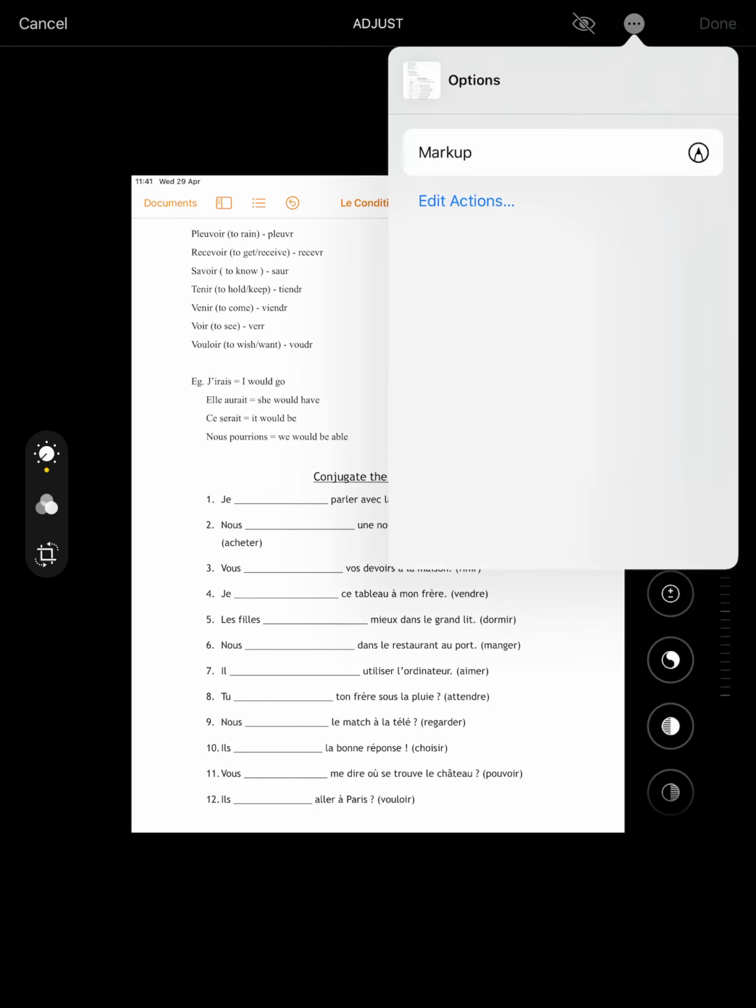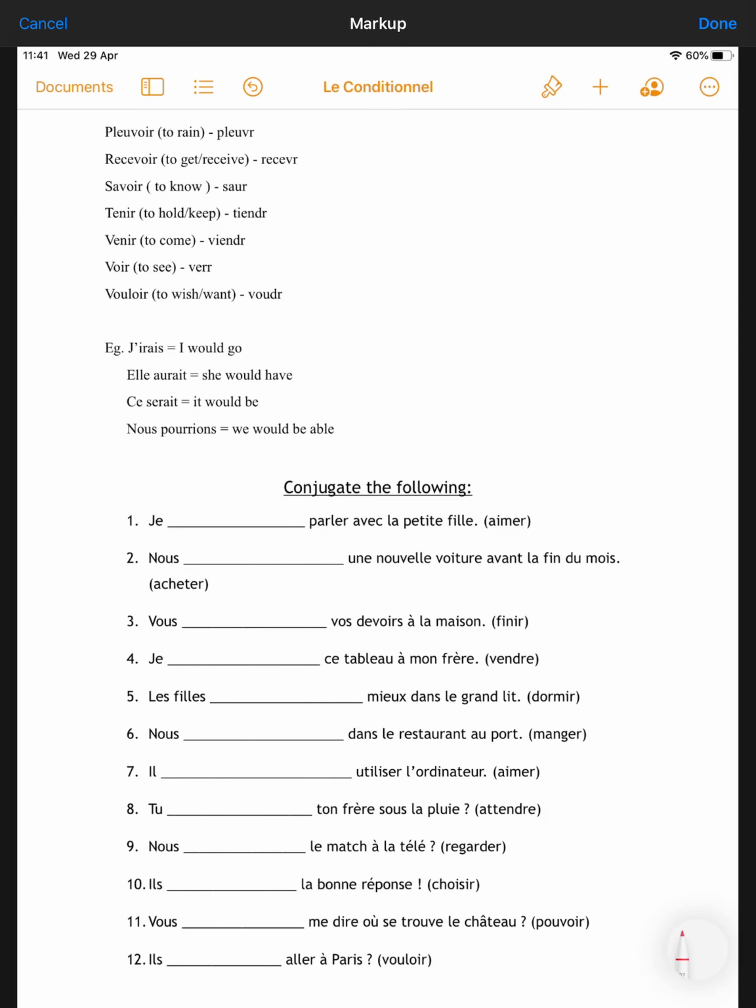Pleuvoir becomes pleuvr, which is the verb to rain, and of course there's only one form of that verb, which is il. It is raining, so il pleuvrait. Recevoir, the verb to get, is recevr. Savoir changes to saur. Tenir to tiendr. Venir to viendr. Voir to verr, and vouloir to voudr. Okay, so they're all your stems for the irregular verbs, exactly the same as the future tense.